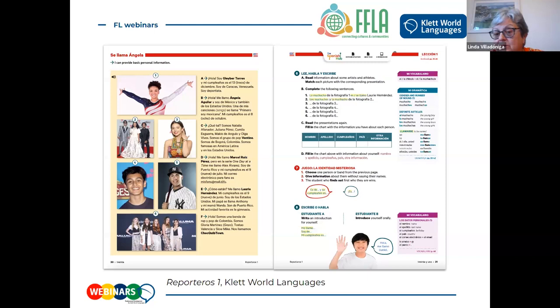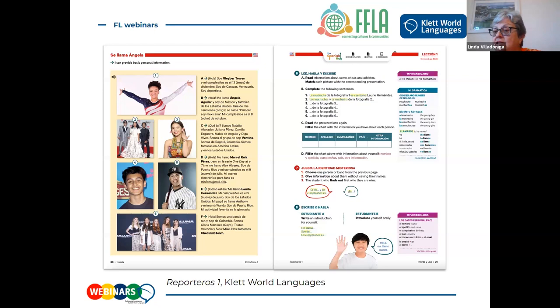The next page is again, lee, habla y escribe, in the same format. They're going to listen to something and then complete that little chart. They're going to choose a person from the previous page and give information about them orally and or in written form. And then there's a couple more activities. There's a vocabulary box and then a grammar box, and these are things that they will need to know in order to answer the questions.